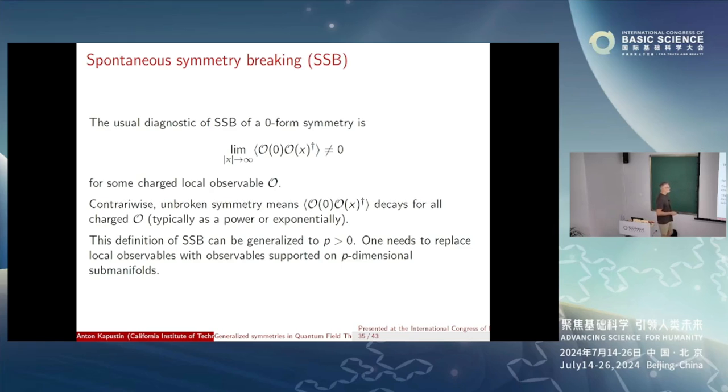You can do many things with higher-form symmetries that you can do with ordinary symmetries. For example, you can ask if they can be spontaneously broken. The usual diagnostic of breaking of a symmetry is to look at the two-point function of some charged observable, and you find that the two-point function does not go to zero, even if the separation is very large. Such a local observable is called an order parameter. Conversely, if all such correlators for all charged local observables decay as x goes to infinity, that means there's no spontaneous symmetry breaking. And you can try to generalize this definition to arbitrary p. You just need to replace local observables with observables supported on p-dimensional submanifolds.